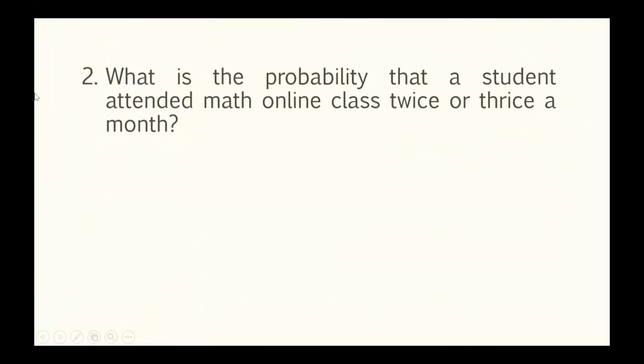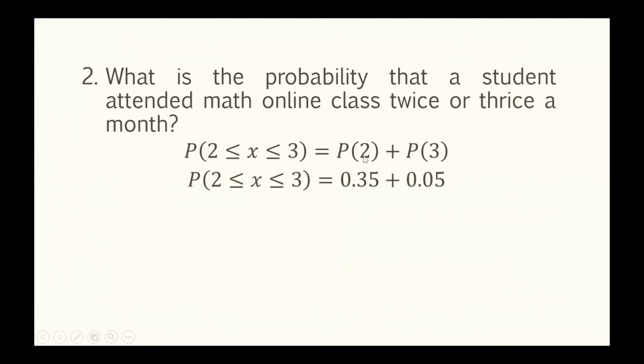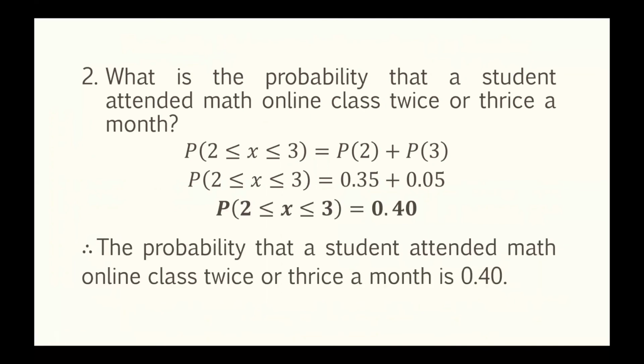And number 2, what is the probability that a student attended math online class twice or thrice a month? It pertains to 2 and 3. The probability of attending math online class 2 times or 3 times a month. So just get the probability of 2 and probability of 3. We have 0.35 plus 0.05. That is 0.40. Therefore, the probability that a student attended math online class twice or thrice a month is 0.40.